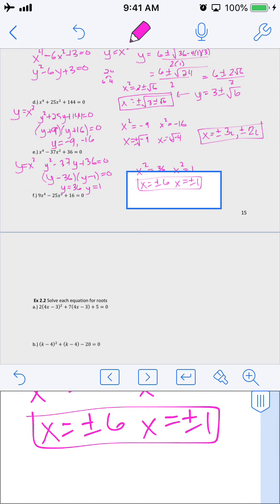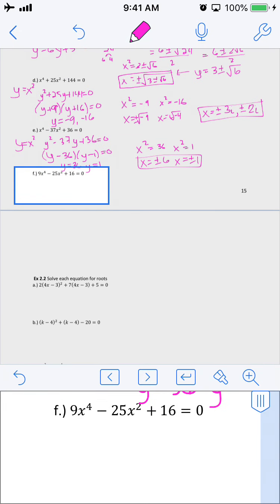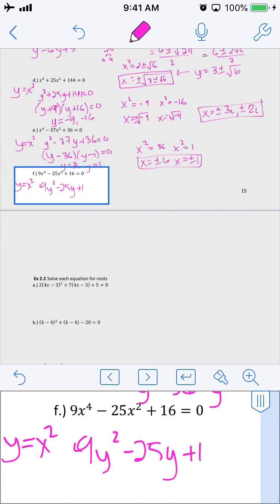Okay, and then the last one of these is going to be this guy here. Okay, again, y equals x squared. No, it's not always going to be y equals x squared, as we've seen, right? But this is good practice with ones that are kind of ugly to begin with. So 9y squared minus 25y plus 16 equals 0. That's a 3 squared, and that's a 4 squared. 3 times 4 is 12 times 2. So this is not a perfect square.